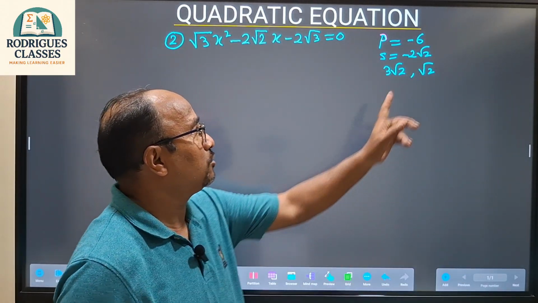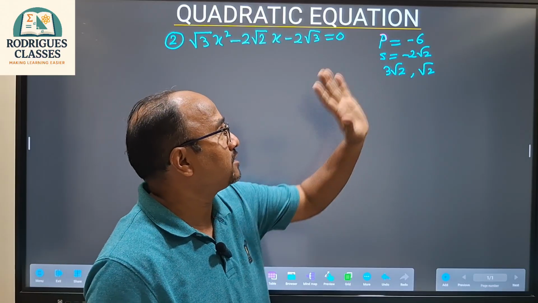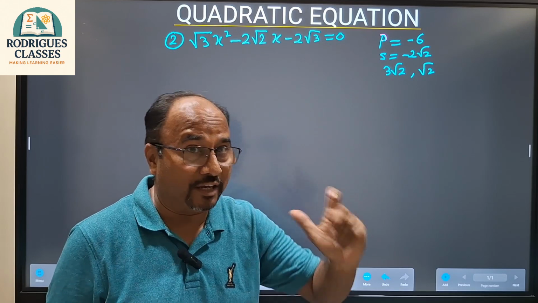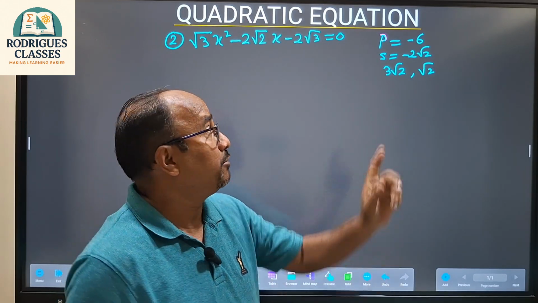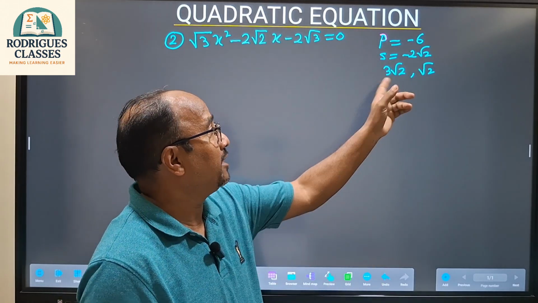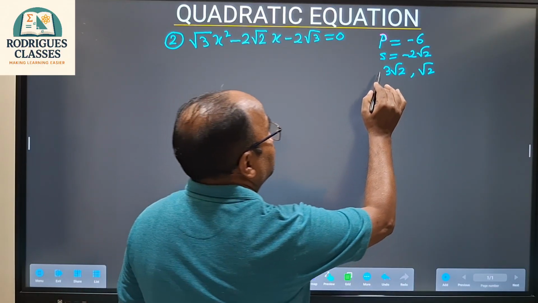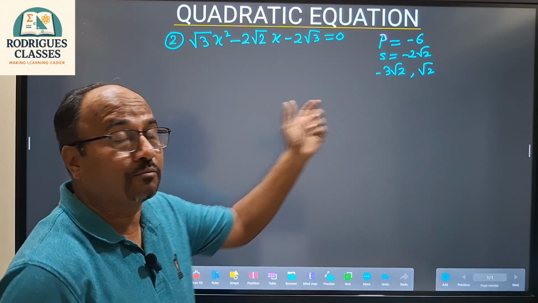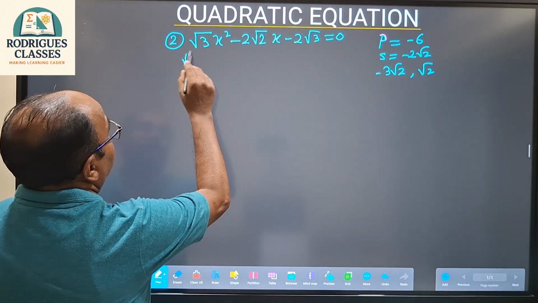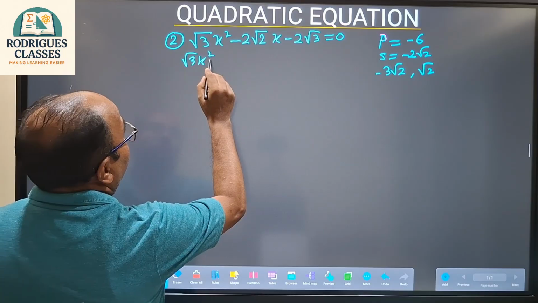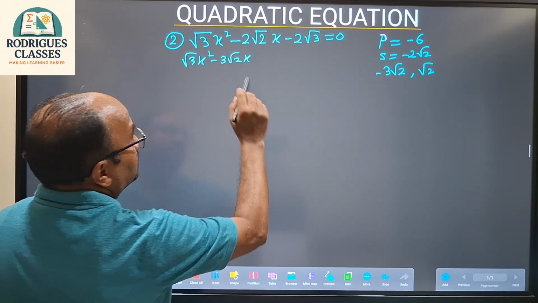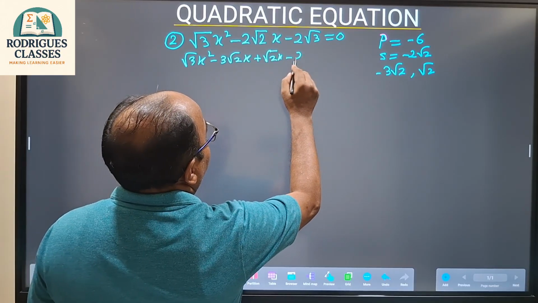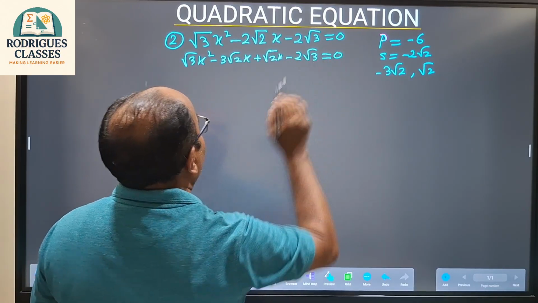You can multiply and see, root 2 into root 2 is 2. 2 3s are 6. And for the sum, I require minus 2 root 2. So I need to have the sign given properly. Because I need the sum as minus, the bigger one will be having the minus sign. So I am taking here minus. So I know the two split-up terms. So I will put it there now. So I get here root 3 x square minus 3 root 2 x. Then I have a plus root 2 x and minus 2 root 3 equals to 0.